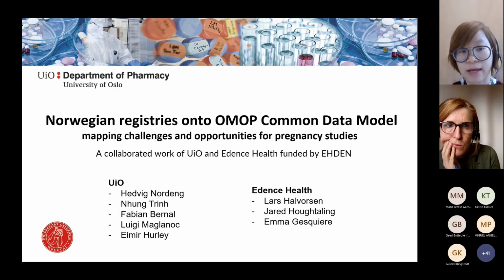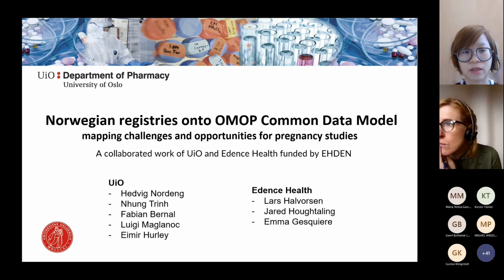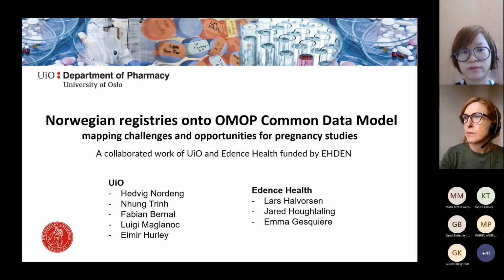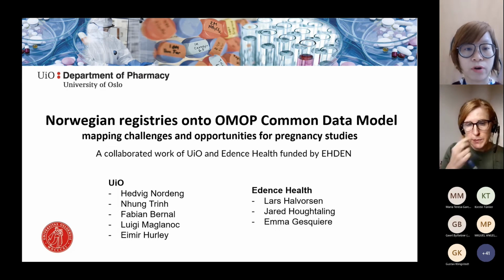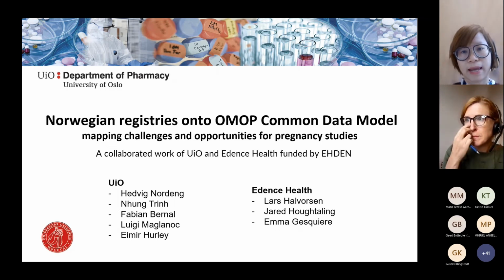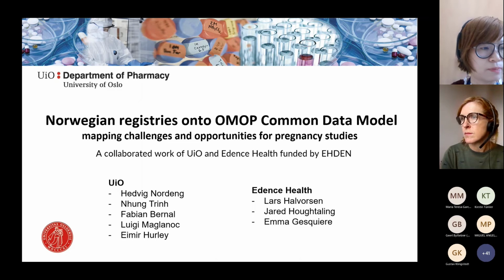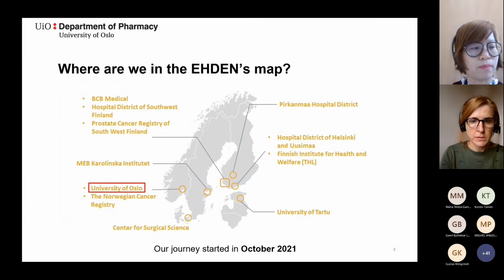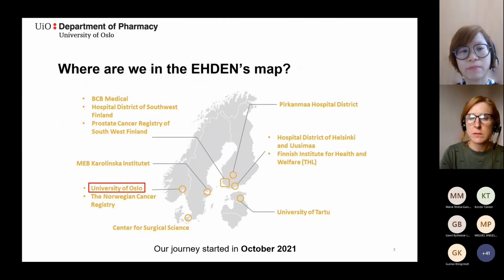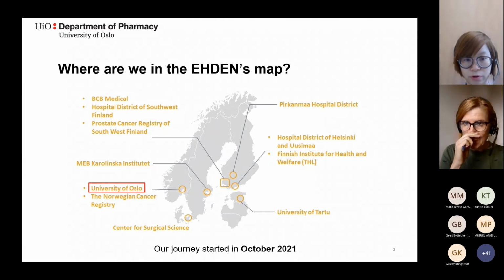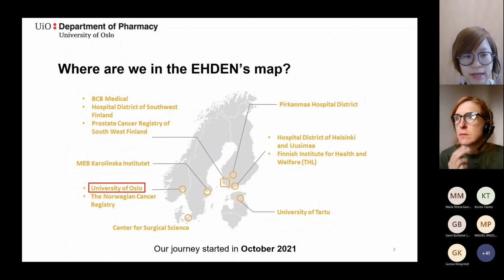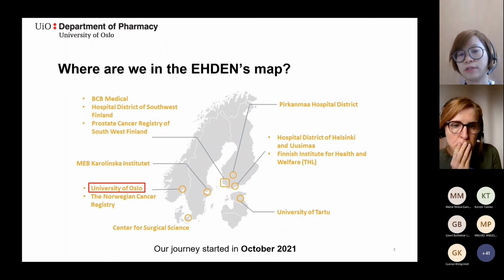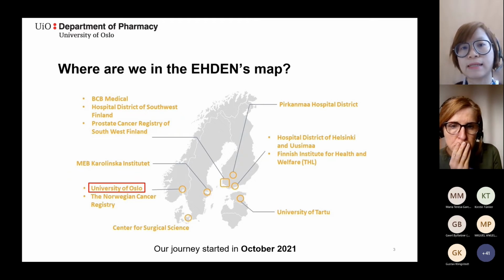I'm presenting today on behalf of a team at UiO and EdenceHealth with different expertise, and they have been working hard to make it possible for the University of Oslo to participate in the project using the OMOP Common Data Model. So this is where we are in the EHDEN map. We are one of the two data partners from Norway, together with the Norwegian Cancer Registry, and our journey started in October 2021 with the grant for the mapping work from EHDEN.